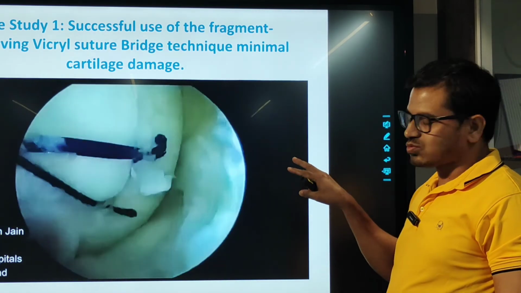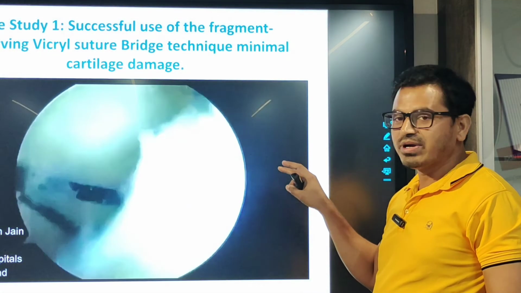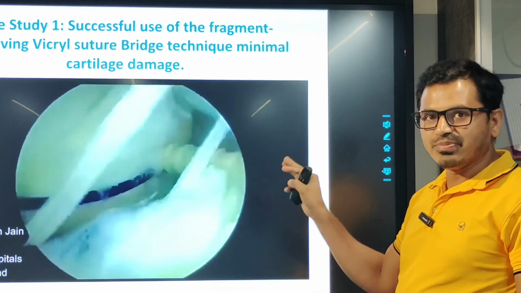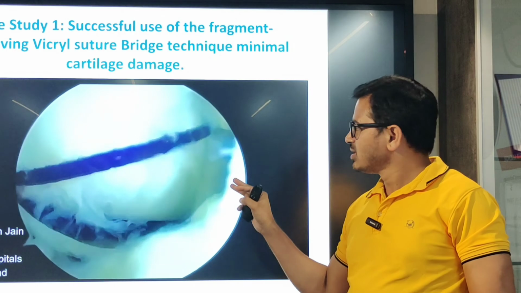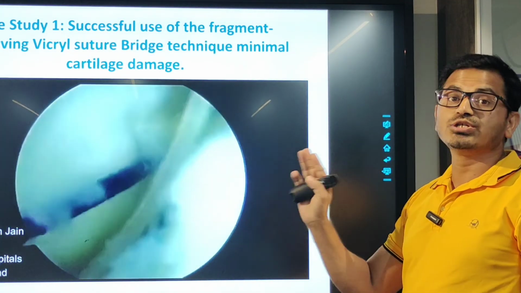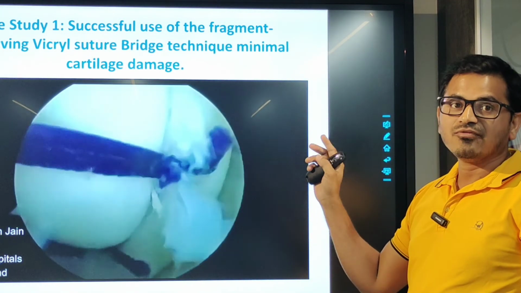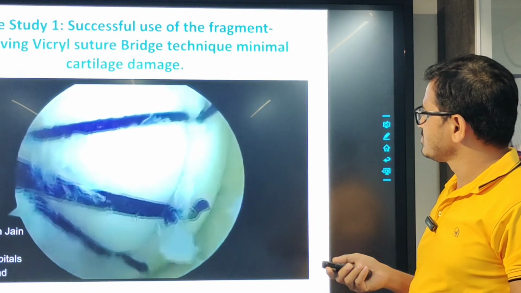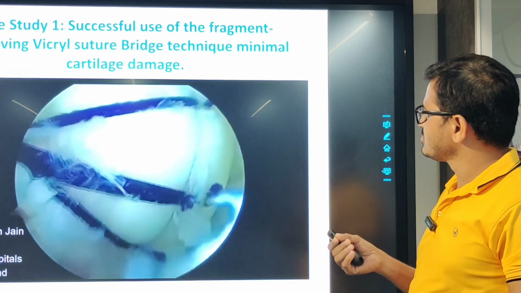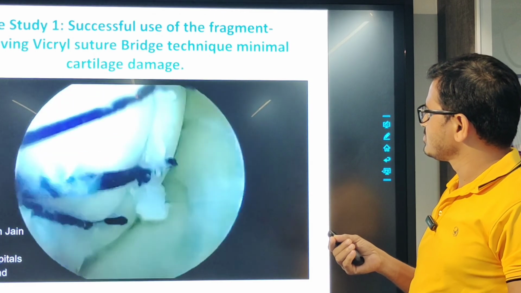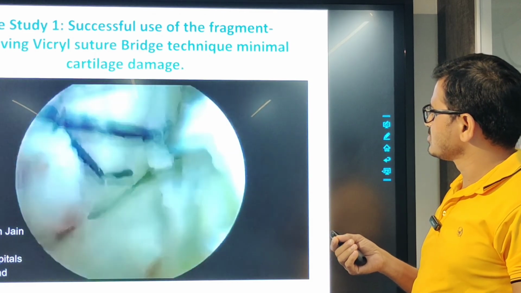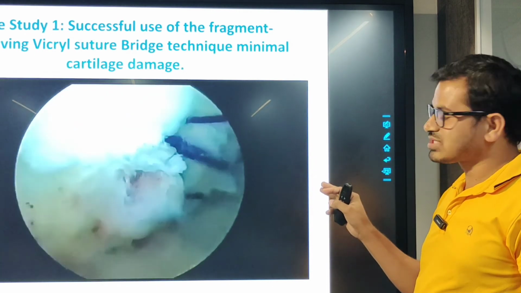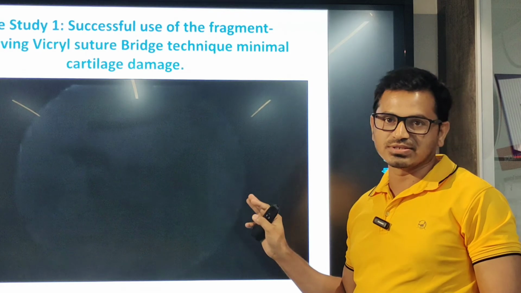After inserting 2 push-lock anchors, the fragment is now stable. But to avoid slippage and failure of the fixation, it is better to use at least 3 to 4 strands of the vicryl with push-lock anchor. Now we can see it is done almost. Fixed well, and it is robust and stable fixation.